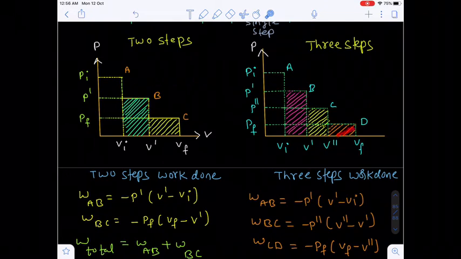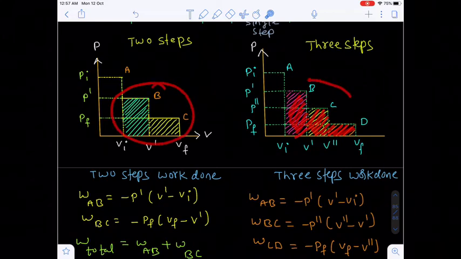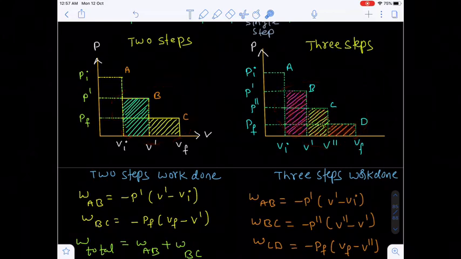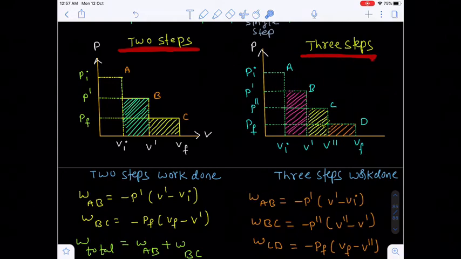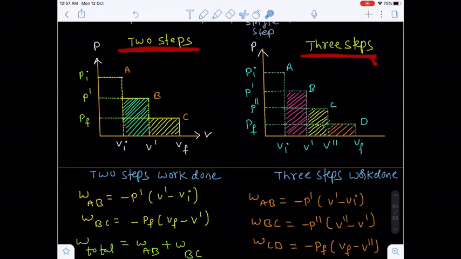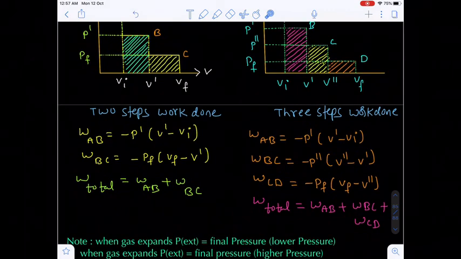Now here if you see the area, what happens? This is the area under the curve. Compared to this, the area is high. That means as the area under the curve increases, work done value also increases. That means as the number of steps increases in an isothermal irreversible process, work done also increases. If the number of steps increases to infinity, then the isothermal irreversible process becomes an isothermal reversible process.